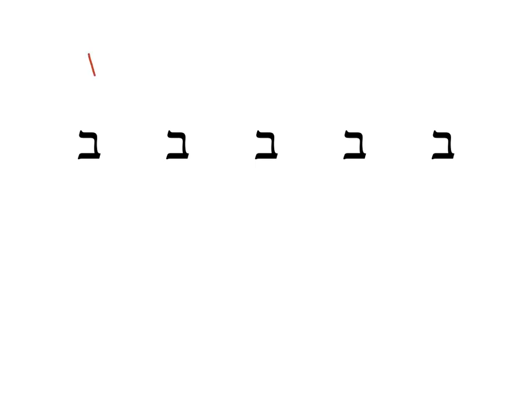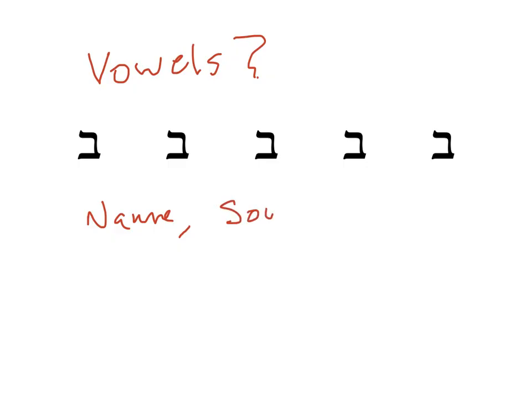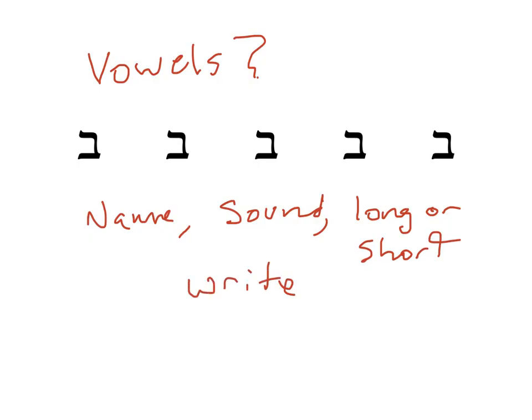What does one need to know about Hebrew vowels? Well, it's important to know the name of each vowel, to know the sound of each vowel, to know whether the vowel is long or short. And when we refer to long or short, that does not refer to the sound that it makes, but how long that sound endures. So the durative nature of the sound, whether it's long or short. And finally, the student needs to know how to write each one of the vowels.